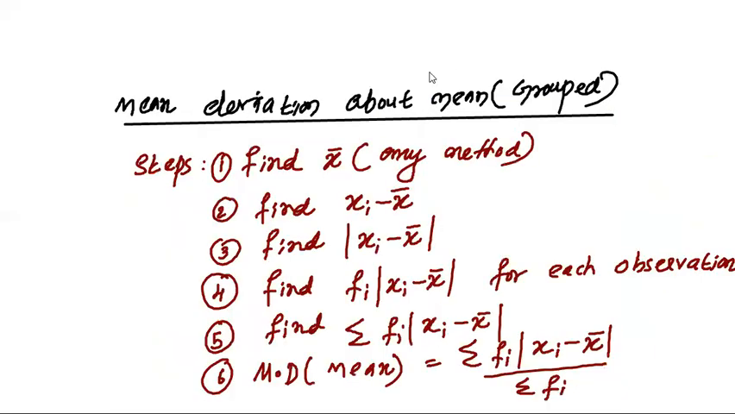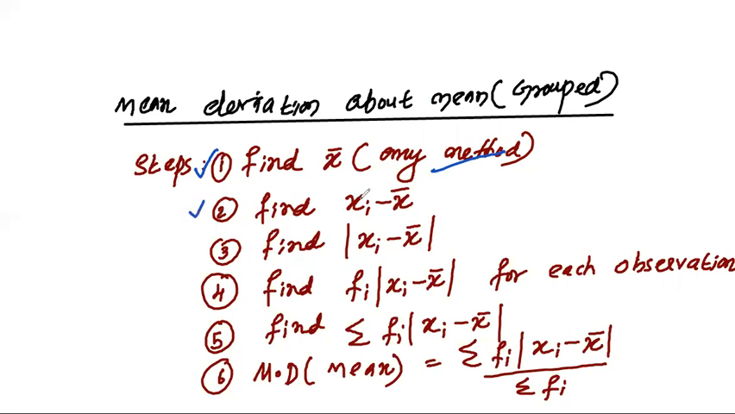Now we are dealing with the mean deviation about the mean of grouped data. The previous one was for ungrouped data; this is for grouped data. First of all, I'm explaining the steps. First, find x bar. We can use any method. I told you there are 3 methods that we learned in grade 10th. We can use any method to find x bar of the given grouped data.